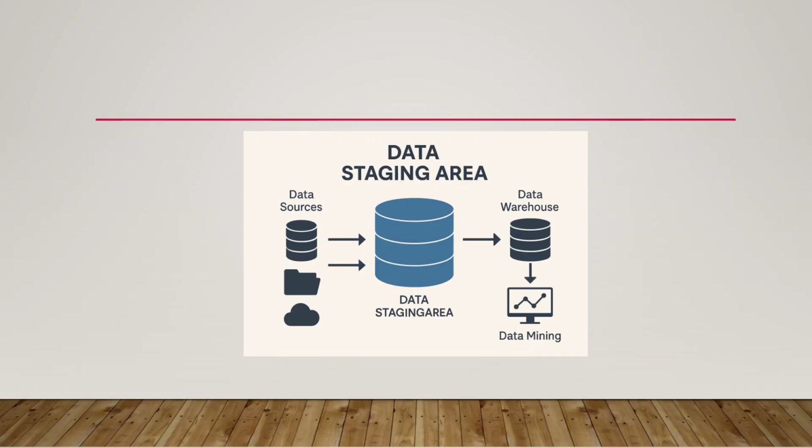This is the data flow process in a data warehousing system. Data sources like databases, files, or cloud storage send raw data to the data staging area where data is temporarily stored and processed. From there, data moves into the data warehouse for long term storage. Finally, that stored data is used for data mining and analysis to extract insights. It's a simplified ETL, extract, transform, load pipeline.